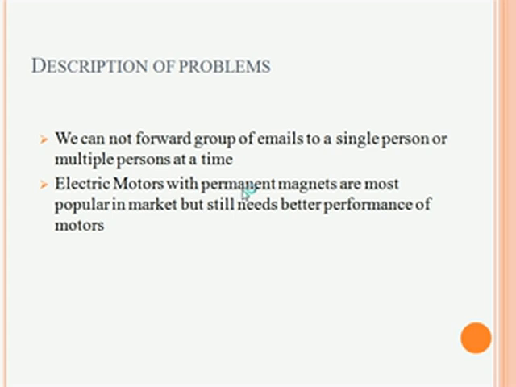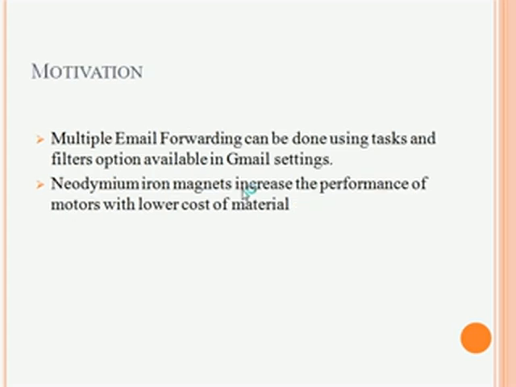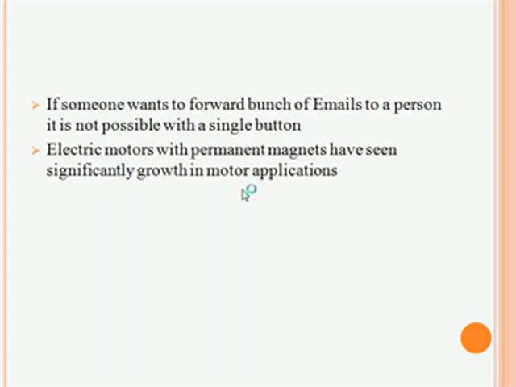The next one: I searched for it and found out we have tasks and filters in Gmail. We can use those tasks and filters to forward multiple emails. That's the motivation of this problem. It's the same thing as how we can select multiple emails and trash them at a time. Why can't we select different emails and forward them with a single button? That's the basic idea I got.